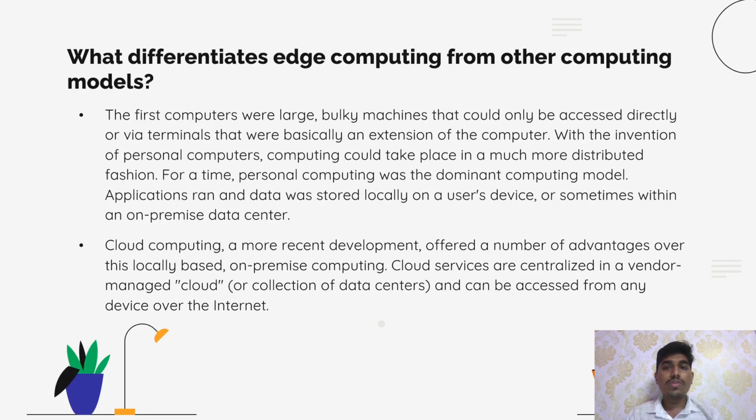So, what's the difference between edge computing when compared to other computing models? So, let's discuss. The first computers were large, bulky machines that could only be accessed directly or via terminals that were basically an extension of the computer. With the introduction of personal computers, computing could take place in a much more distributed fashion. For a time, the personal computer was the dominant computing model. Applications ran and data was stored locally on a user's network or sometimes within an on premise data center.